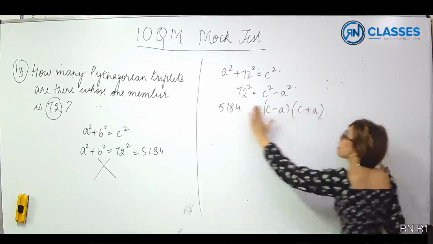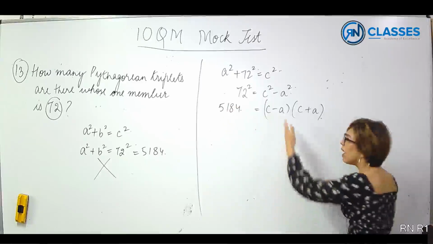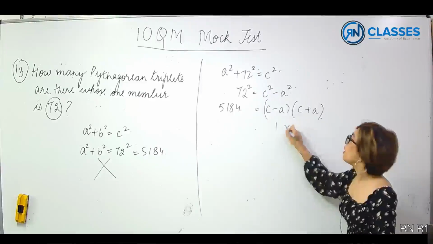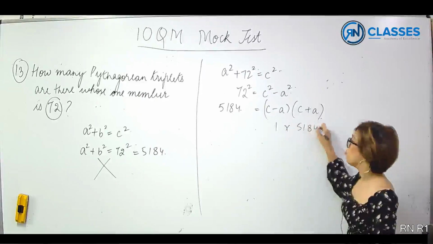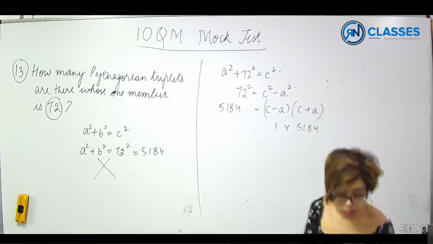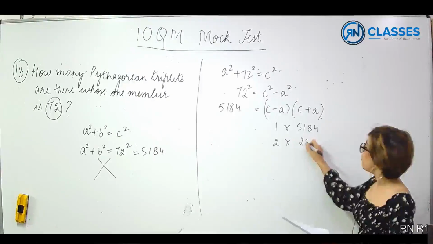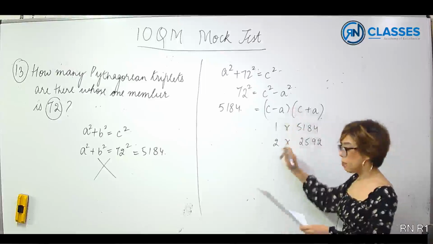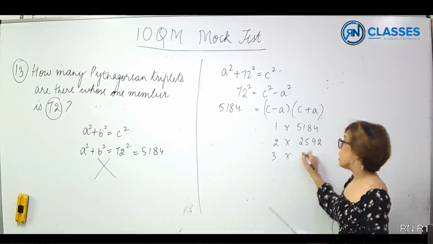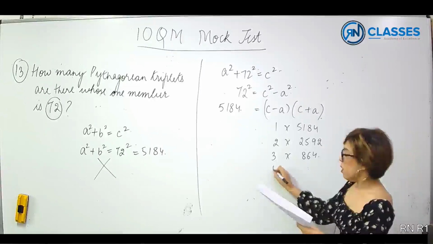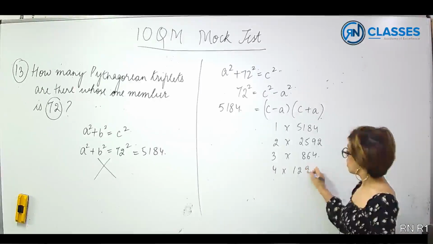Product of two natural numbers I already know. Right? There are hardly any cases for these. Right? Let's see. Either this can be 1 or this can be 5184. Right? This is one case. Or it can be 2 and then this can be 2592. This can be 3 and it can be 864. Right? And this can be 4 and it can be 1296.